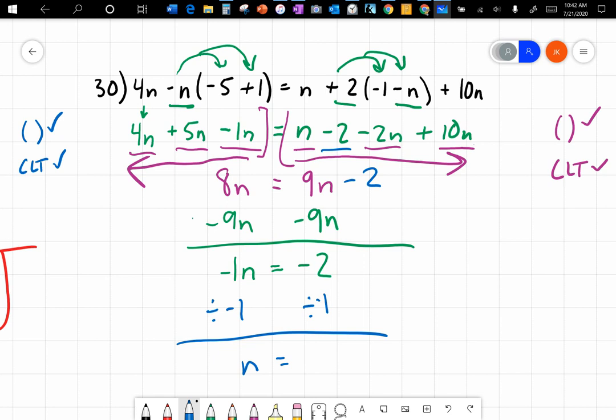Whoops, that should be a negative 1 I'm dividing by. Sorry. Negative 2 divided by negative 1 is going to give me positive 2, so n equals 2. And if we check, that looks like the answer, right?